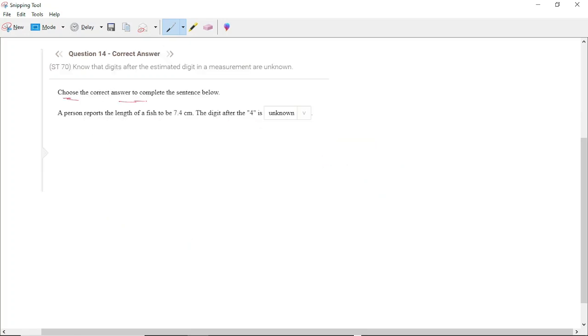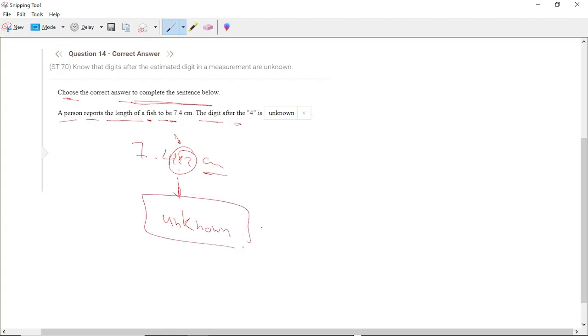Choose the correct answer to complete the sentence below. A person reports the length of the fish to be 7.4 centimeter. So the digit after the 4, I don't know it. It can be 1, 2, 3, 4, I don't know actually. So the digit after 4, of course, is unknown.